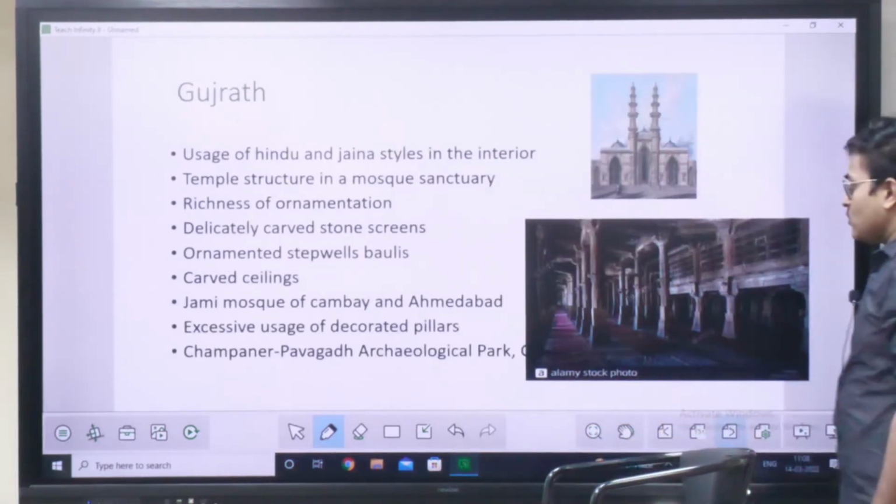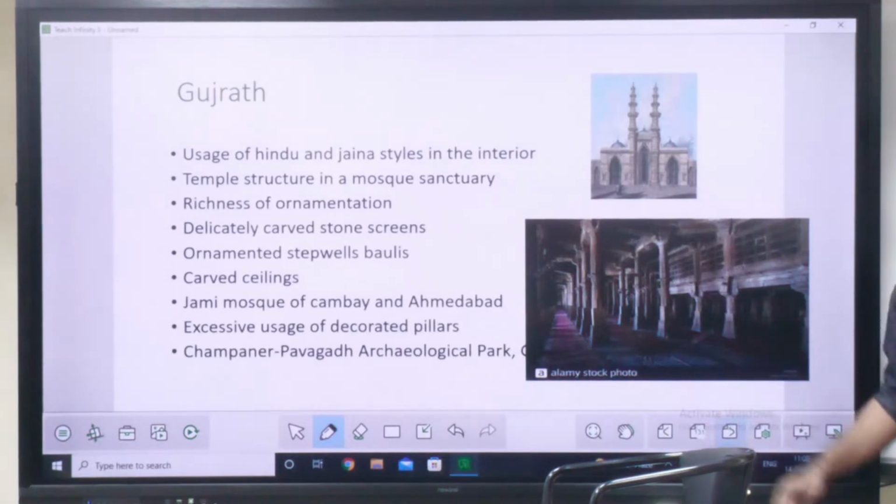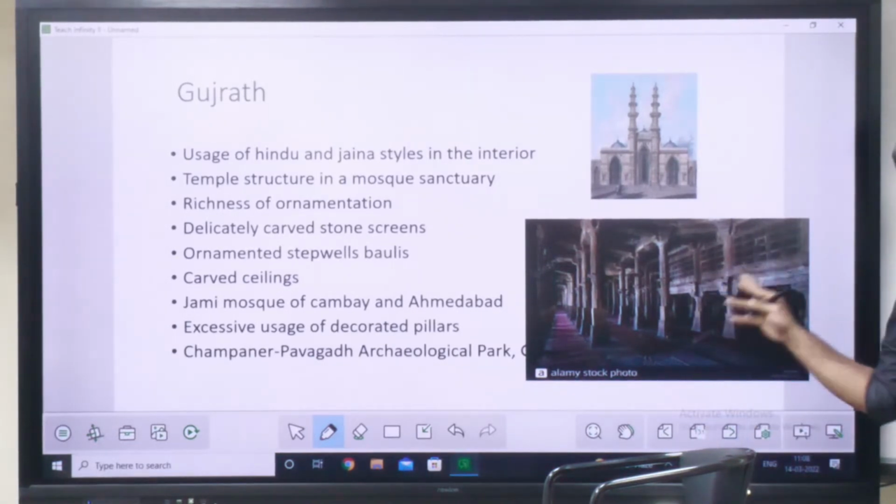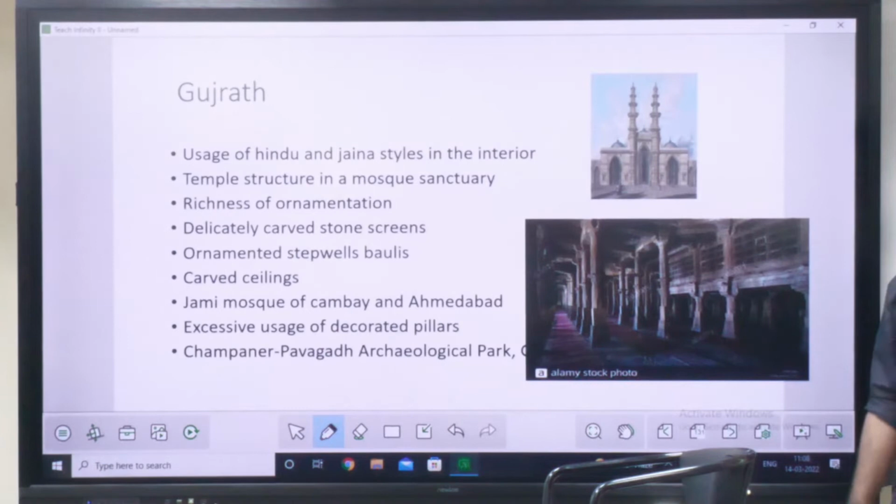The next one is Gujarat. This is a mosque, and in the interior, can you see the exact replica of a temple? Almost similar to a temple. And here this is Jali work. Are you able to see the Jali work?